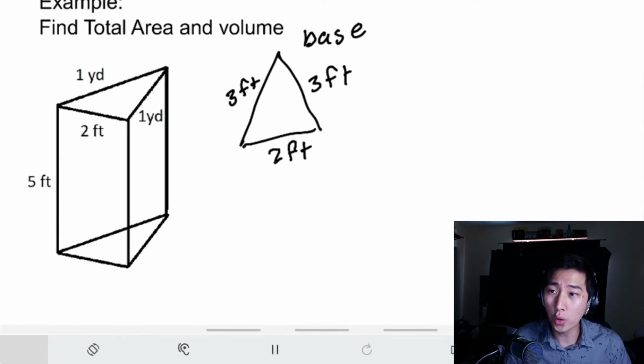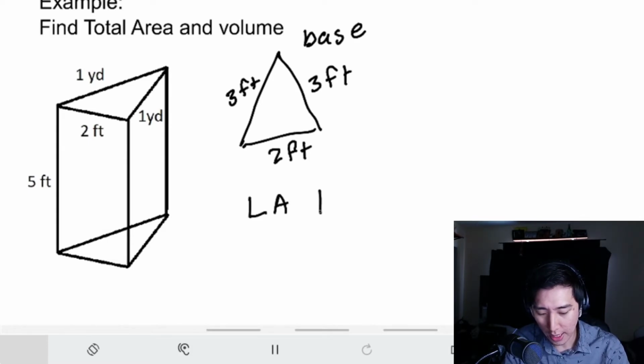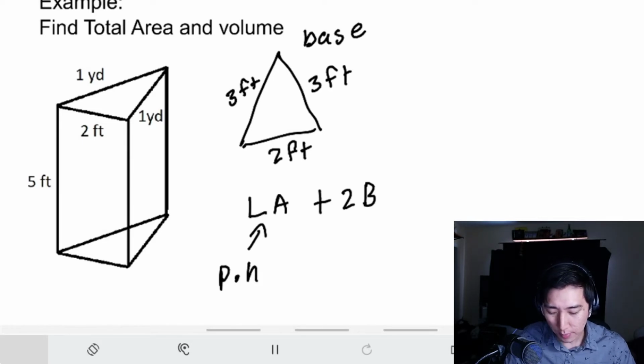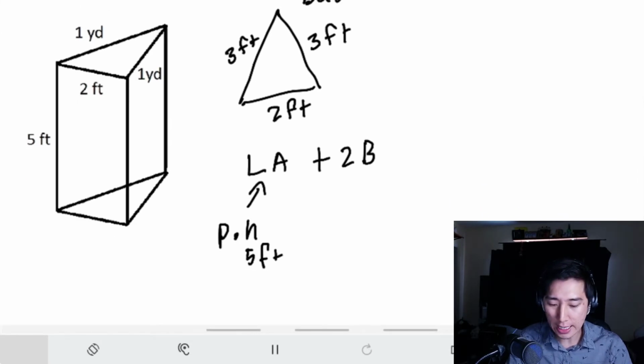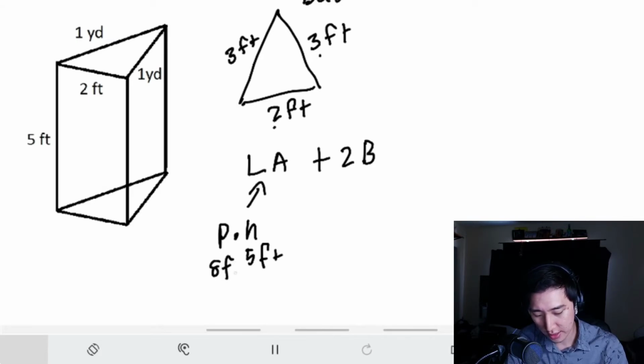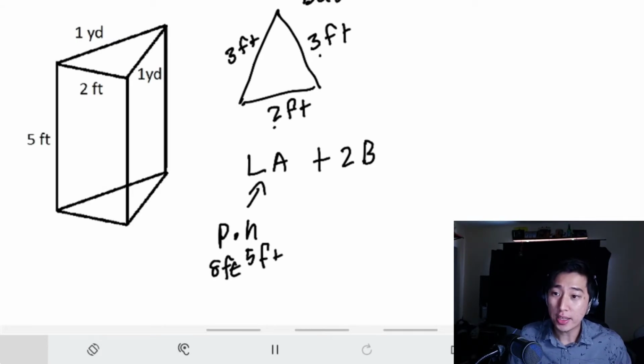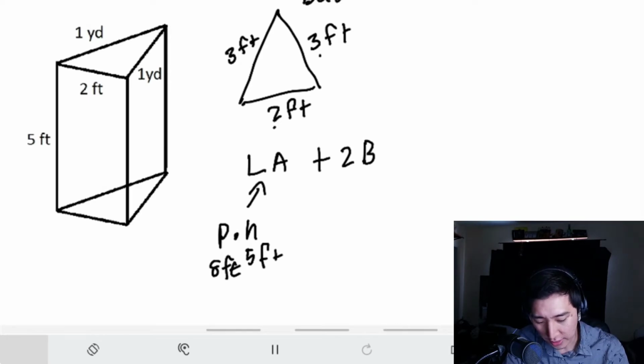So to find your total area, we're going to need to find your lateral area plus 2 of your bases. The way we find our lateral area is perimeter times the height. So your height in this case is 5 feet, and the perimeter of your base is going to be 3, 6, 7, 8 feet. So 8 feet. Now, at this point, this is where units matter. When we find our lateral area, this is going to give me 40 feet squared.